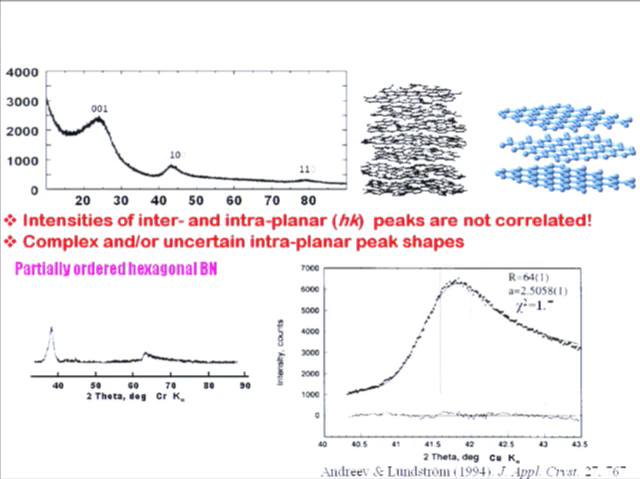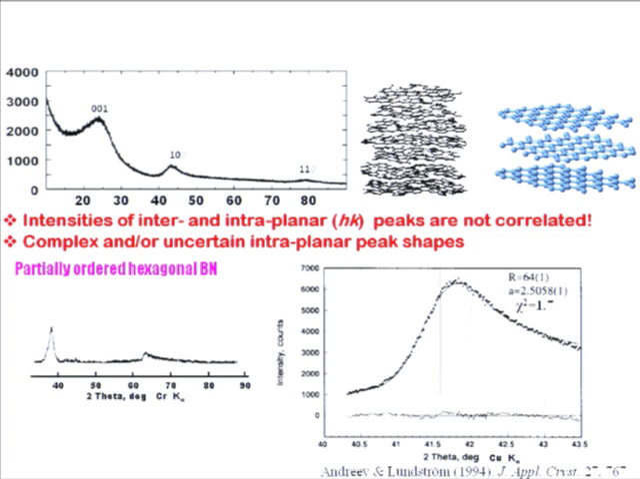Some 20 years ago, I collected this pattern from hexagonal boron nitride, which, as you know, has each layer consisting of a honeycomb arrangement of boron and nitrogen. And here is the same peak, which is this one, collected with a different radiation.